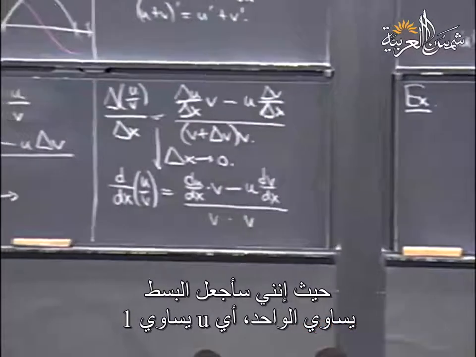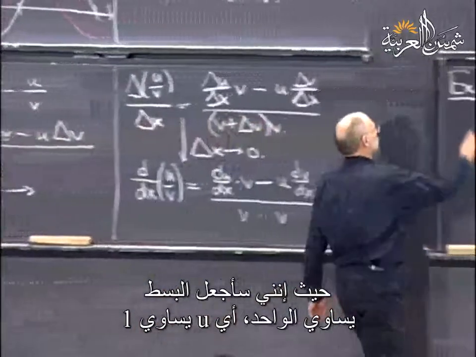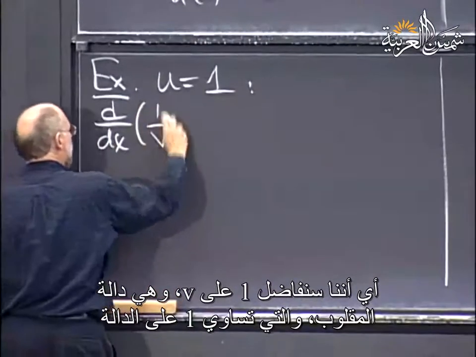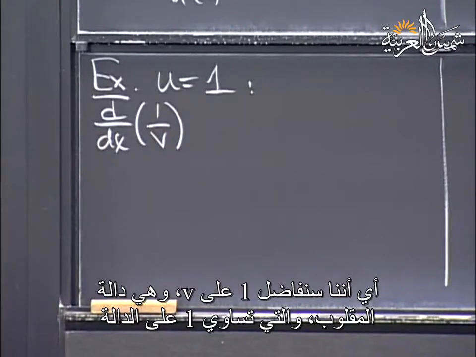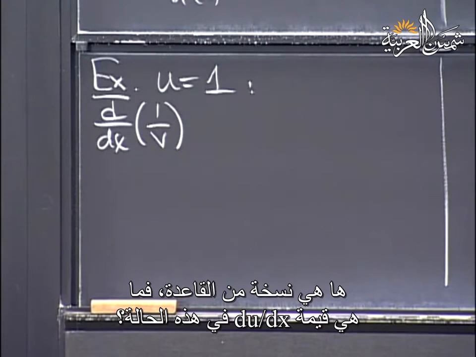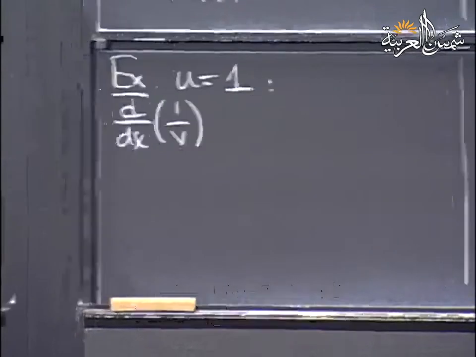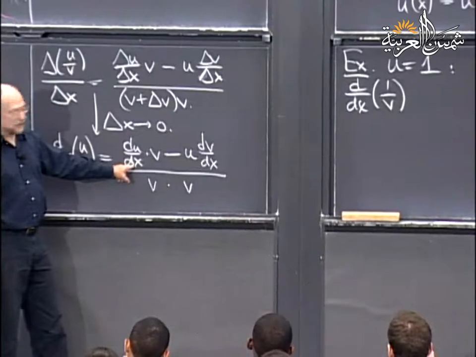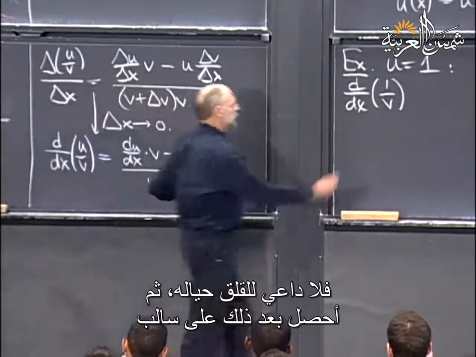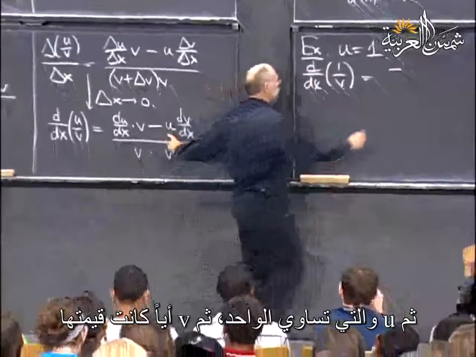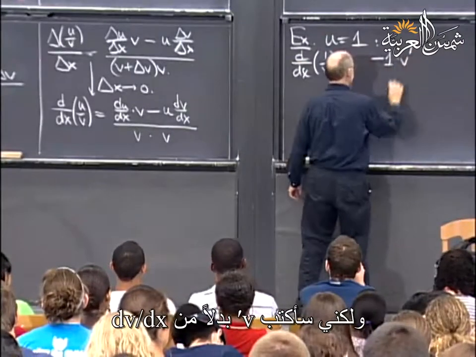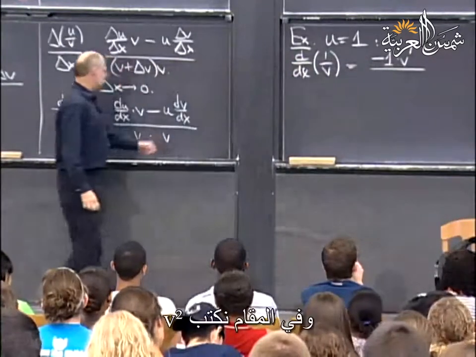So the example I'm going to give is pretty simple. I'm going to take the numerator to be just 1. So I'm going to take u equals 1. So now I'm differentiating 1 over v, the reciprocal of a function, 1 over a function. Here's a copy of my rule. What's du dx in that case? Zero. u is a constant, so that term is 0 in this rule. That I don't have to worry about. I get a minus, and then u is 1, and dv dx, well, v is whatever v is. I'll write dv dx as v prime. And then I get a v squared in the denominator.